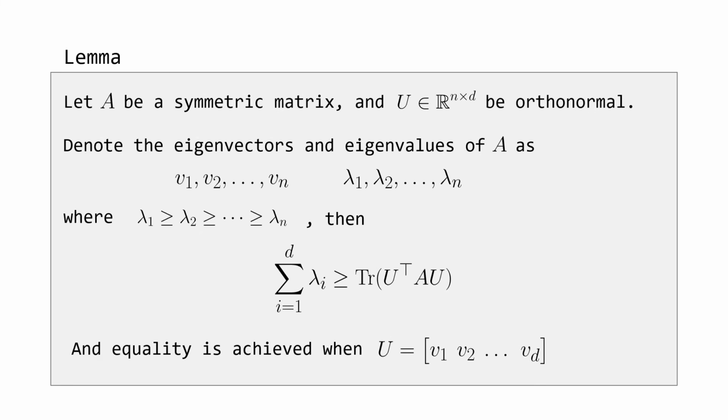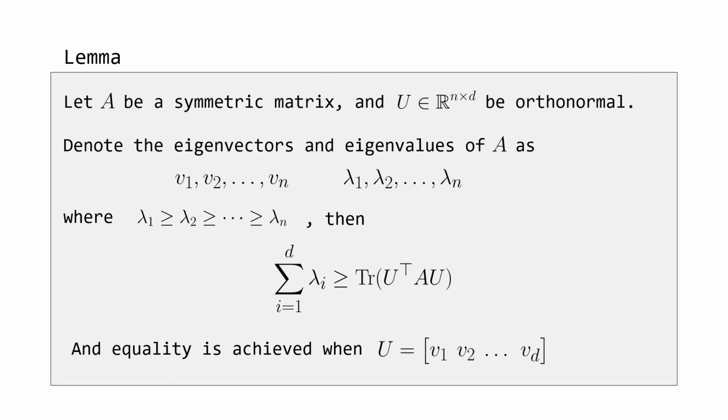We will also use a very important lemma, which states that if A is a symmetric matrix and U is an orthonormal matrix, denote the eigenvectors and eigenvalues of A as v1 up to vn and lambda 1 up to lambda n respectively, and we arrange the order 1 to n such that lambda 1 is greater than or equal to lambda 2 and all the way up to lambda n. Then the sum of the first d largest eigenvalues will be greater than or equal to the trace of U transpose AU. And to achieve equality, U will be the d eigenvectors corresponding to the d largest eigenvalues.